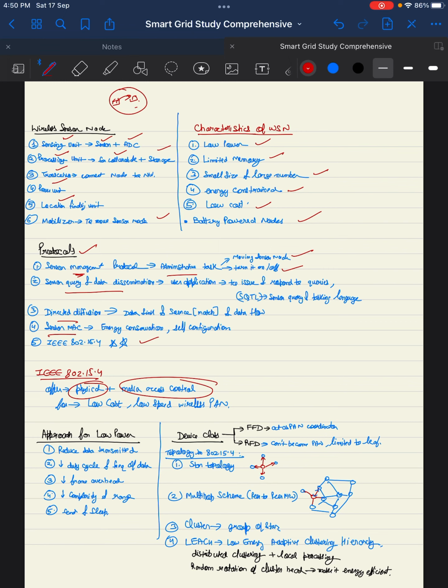When I talk about IEEE 802.15.4, this standard offers physical and MAC control layers for low cost, low speed, low power wireless personal area networks. When we talk about its history, it was formed by the combination of two groups. Number one is the ZigBee Alliance, and second is IEEE 802 Working Group 15. Working Group 15 gave the task to Task Group 4 to develop the low rate wireless personal area network. Task Group 4 was formed in December 2000.